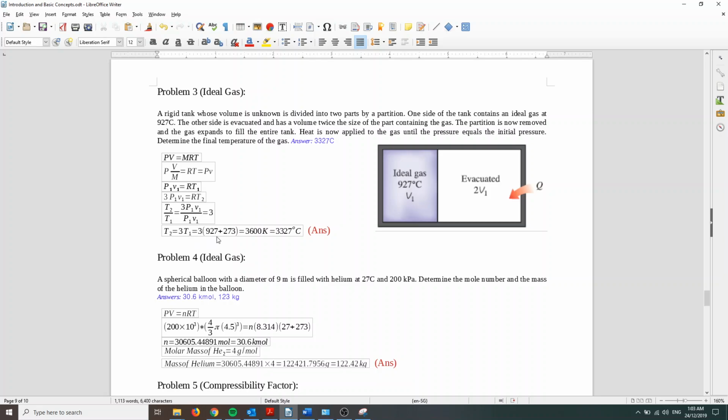So 925 degrees Celsius plus 273, I convert it to Kelvin, multiply by 3, that's 3600 Kelvin. And you minus 273 and you get 3327 degrees Celsius, and that's the answer for question 3.